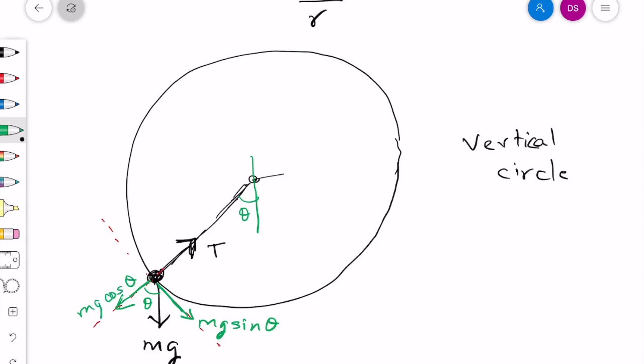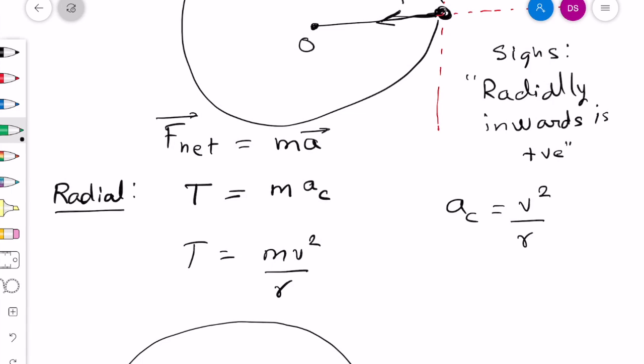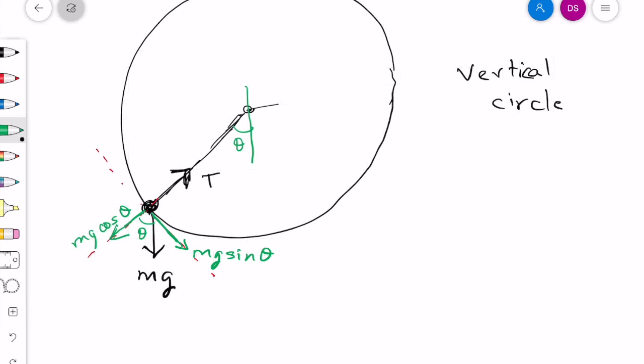All right, so we've broken up the forces into components, and now we are ready to apply Newton's second law. Now, before applying Newton's second law, we need to also be clear about our sign convention. So what is our sign convention? Again, we know what our sign convention is when an object is going in a circle. The sign convention is radially inwards should be taken to be the positive direction. So our sign convention again is just radially inwards is positive.